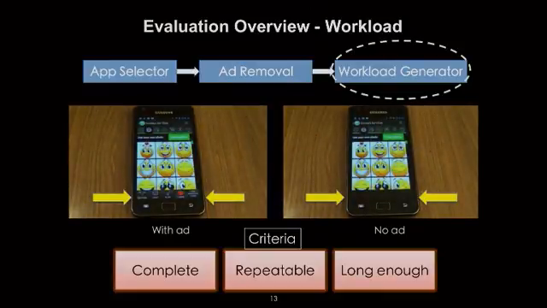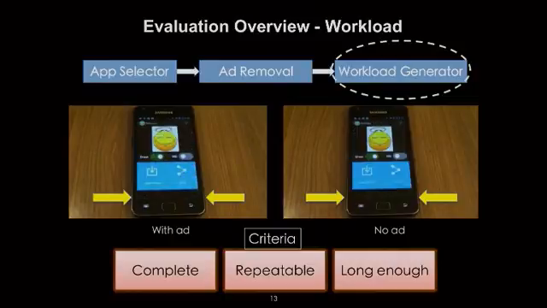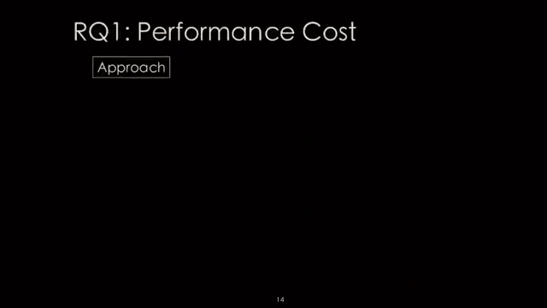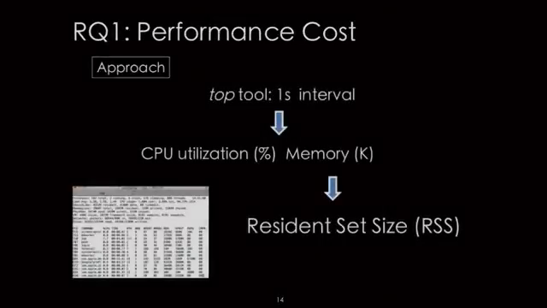So once we got the workload, we ran the apps with the ads and without the ads for all the 21 apps and measured the 5 different hidden costs. And the results for some of them are here. For the performance, we used the top command in the phone. We ran top on the phone every 1 second, and we measured the CPU in terms of utilization percentage and the memory use in terms of kilobytes, and we actually measured the resident set size of the memory.